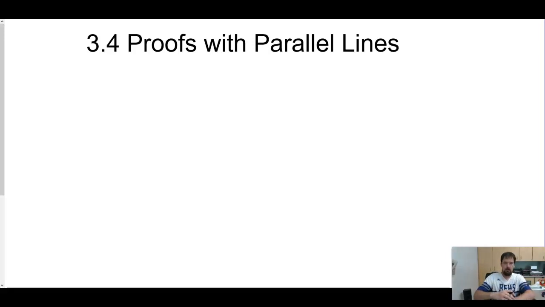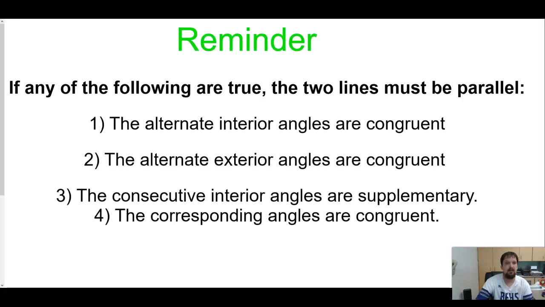Alright, 3.4, proofs with parallel lines. So we're going to use some of the knowledge that we've used so far to help us prove that things are parallel. So here's a reminder. If any of the following are true, the two lines must be parallel.